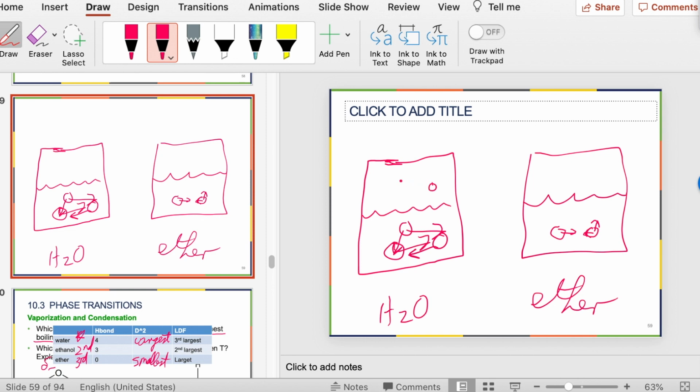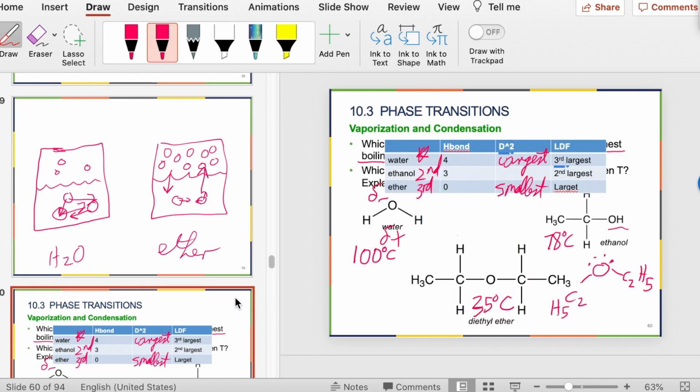So not many waters are going to get into the gas phase. You're going to get a lot more ethers because it's easier. They don't have as strong a bond to overcome to go into the gas phase. So of these 3 molecules at any given temperature, ether is going to have the highest vapor pressure, and water is going to have the smallest vapor pressure.